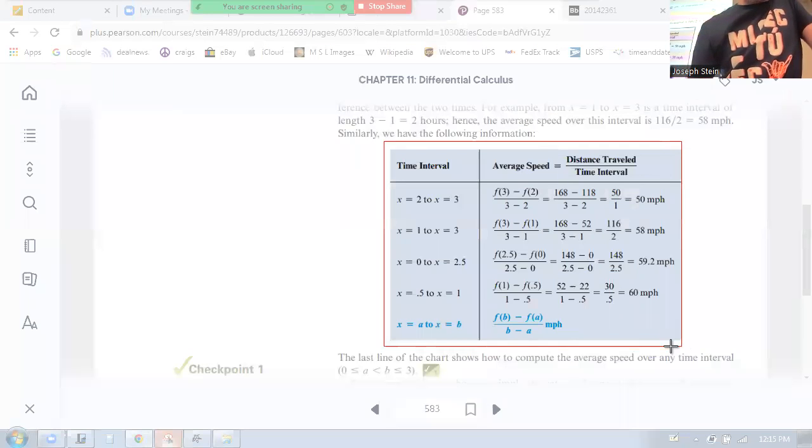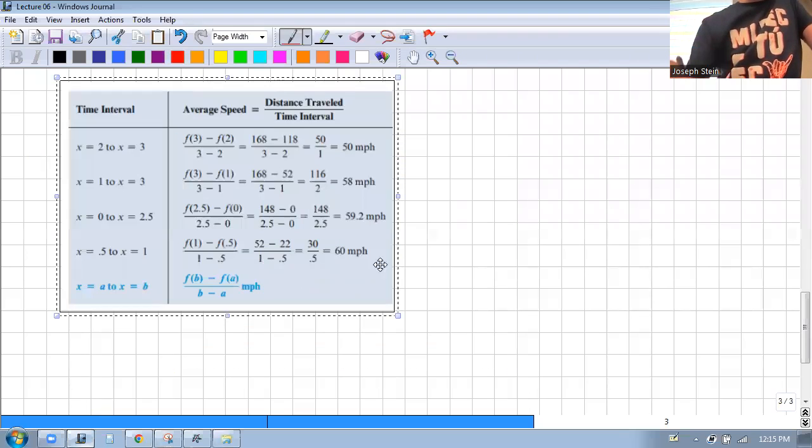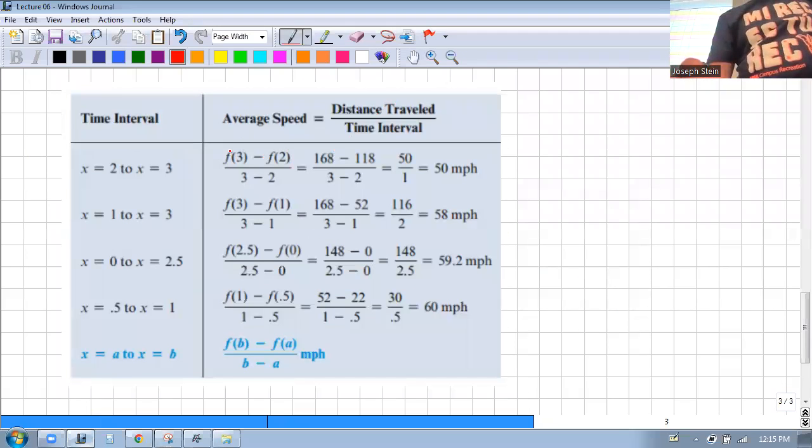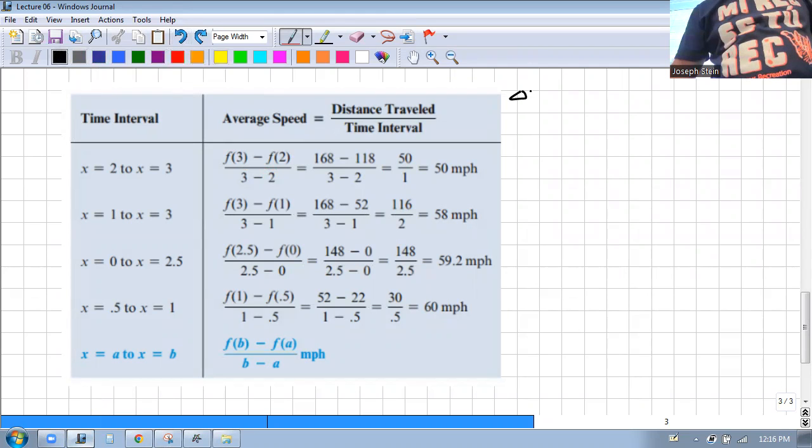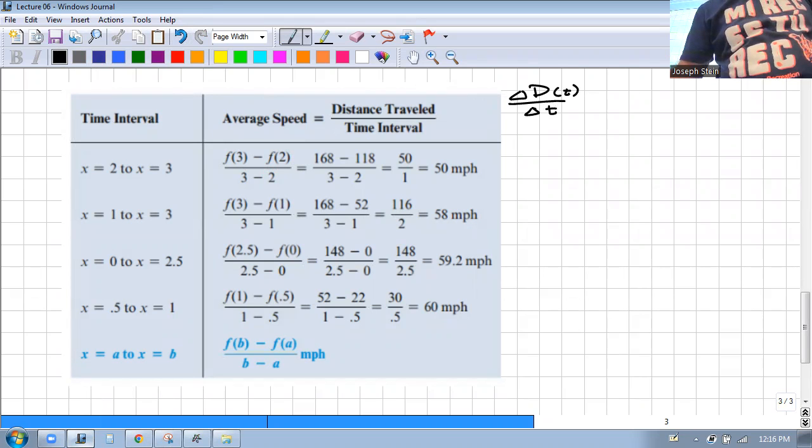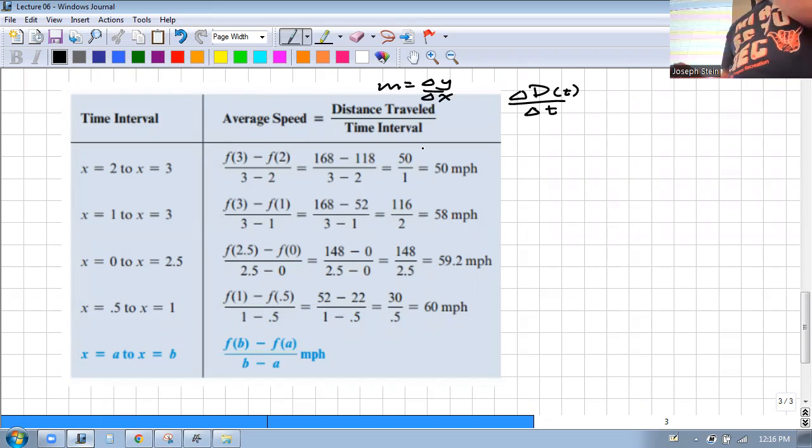This is the same chart, but now they're dividing by the actual interval of time. So the difference in the distances divided by the difference in the time. So we're talking about change in distance over the change in time. And remember, slope was change in output over change in input. It's the same thing. I'm just calling x t and y d of t. So all it is is slope. It's a generalization of the concept of slope. Slope is a rate of change.